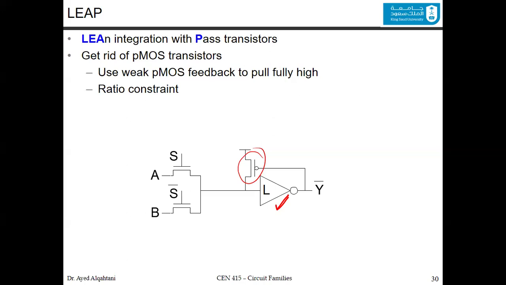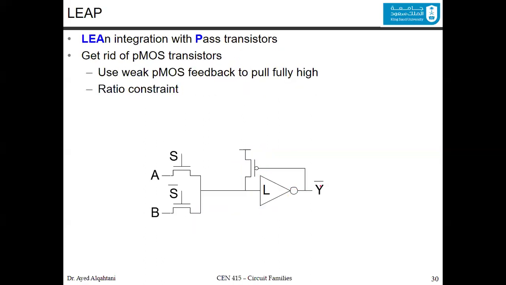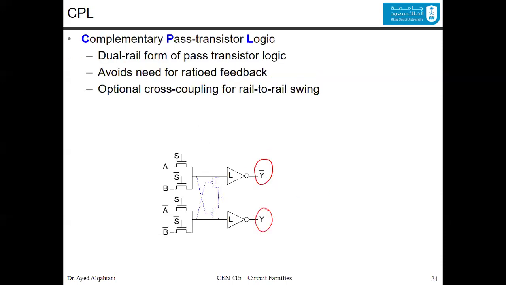We also have another design based on the same idea, which is the CPL, basically the complementary pass transistor logic. The idea here is actually the same, but here we have Y bar and Y, instead of having only Y bar, because some will complain like, okay, we have Y bar, we want Y. Then you have both of them here in CPL. Now, if you have Y bar here and Y, again, we get rid of the PMOS.